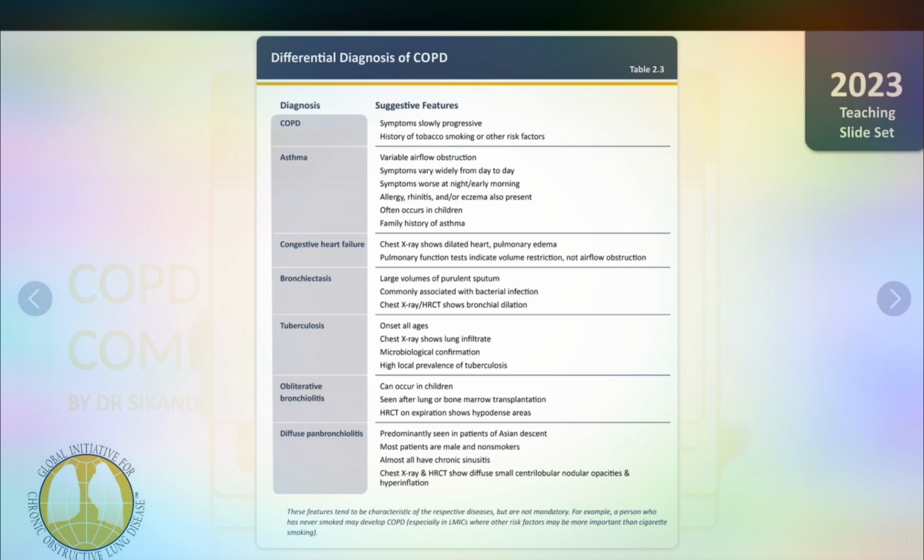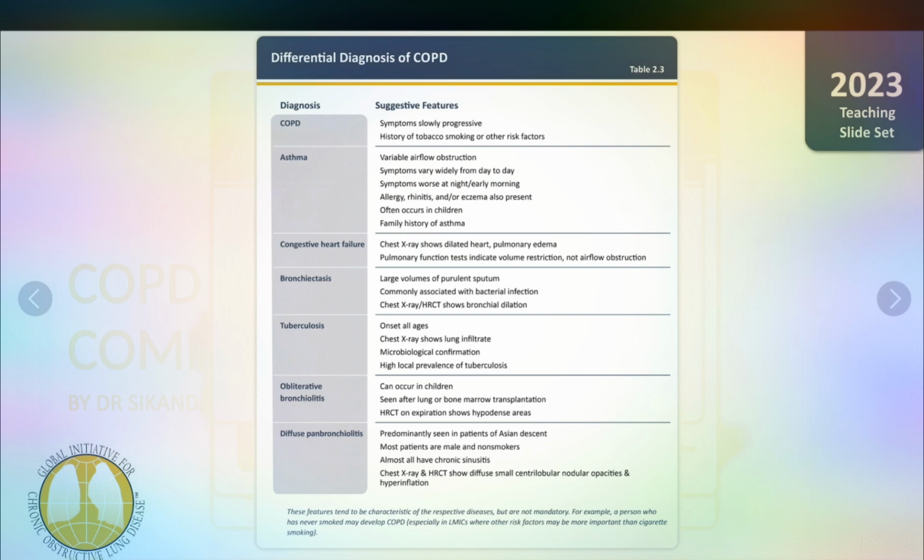Then what are the differential diagnoses of COPD? In COPD, symptoms are slowly progressive, and there is a history of tobacco smoke or other risk factors. In asthma, there is variable airflow obstruction. Symptoms vary widely from day to day. Symptoms are worse at night and early morning. Allergy, rhinitis, and eczema are there. It often occurs in children, and there is a family history of asthma.